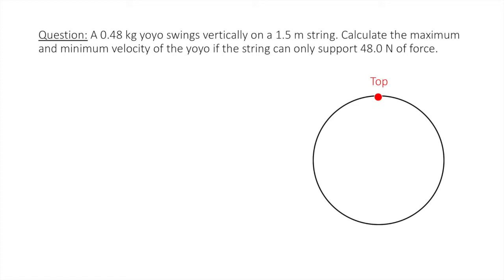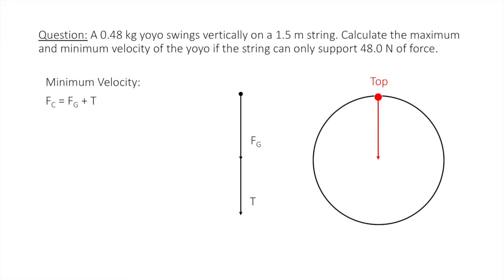To understand how this happens, let's examine the forces acting on the yo-yo. At the top, there are two forces contributing to the centripetal force, Fc. First, there is Fg, force of gravity, which acts straight downwards. Second, there is tension, which acts inwards toward the center of the circle. This is represented in the following equation.